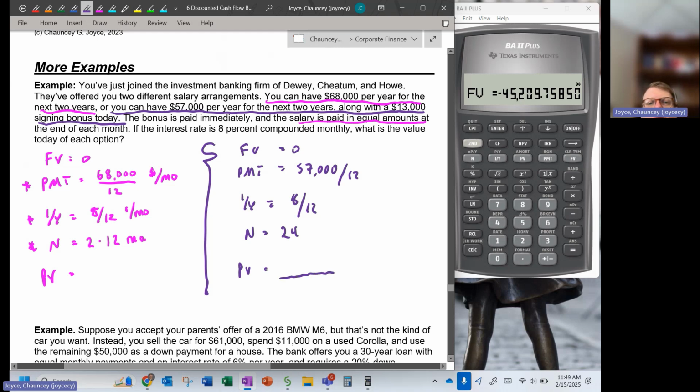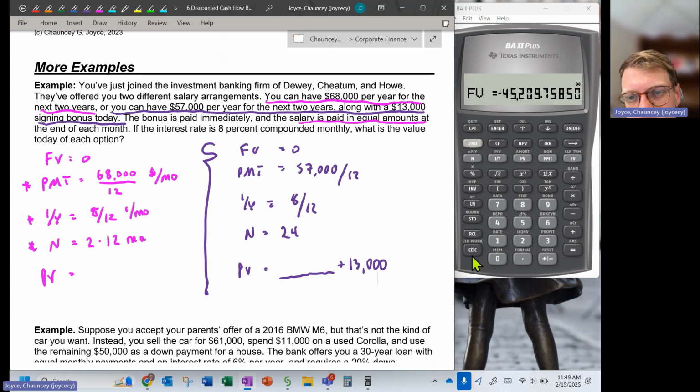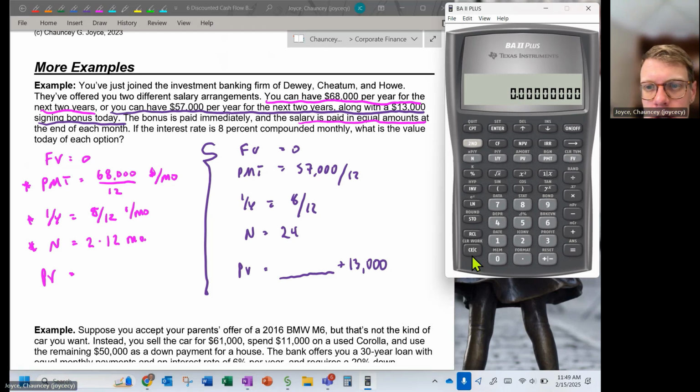That would be the present value of the salary stream, that annuity, but you also get a 13,000 signing bonus. So we have to add that amount to get to the total value of that choice. So 0, future value, 68,000 over 12.